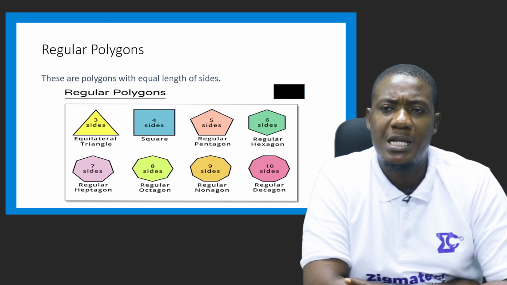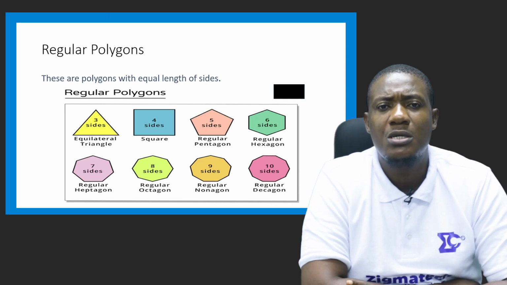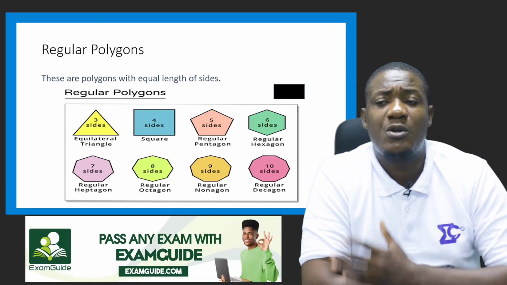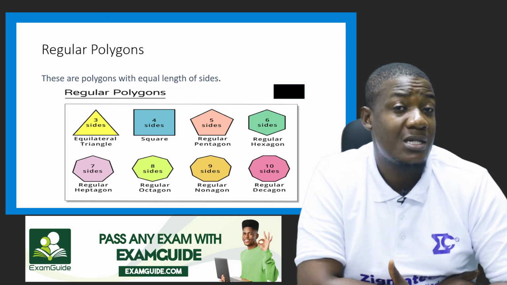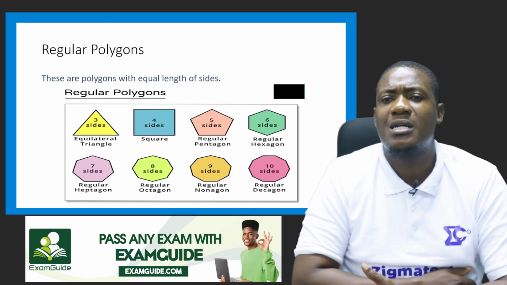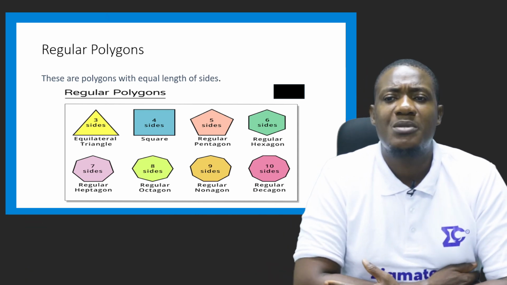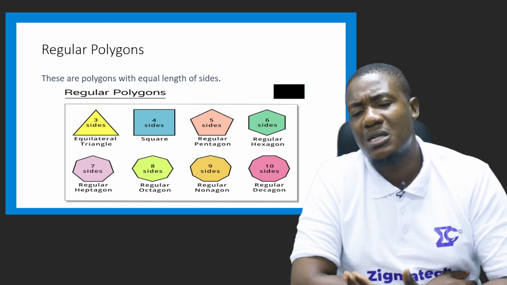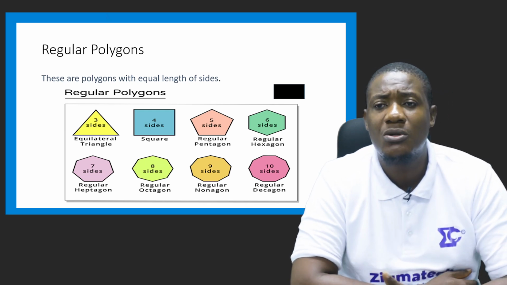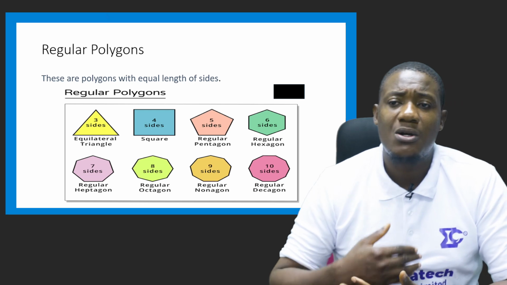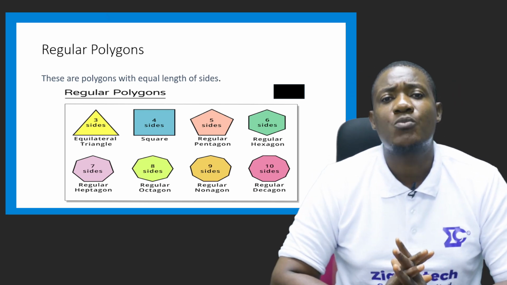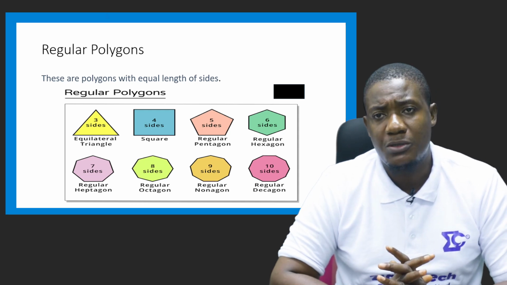A square is another example of a regular polygon because all sides of a square are equal. They also have equal angles. I hope you can understand what we're saying here now, right? Okay, so we also have other regular polygons like the regular heptagon, the regular pentagon, the regular hexagon, the regular octagon, the regular nonagon, and so on and so forth. They are all regular polygons.